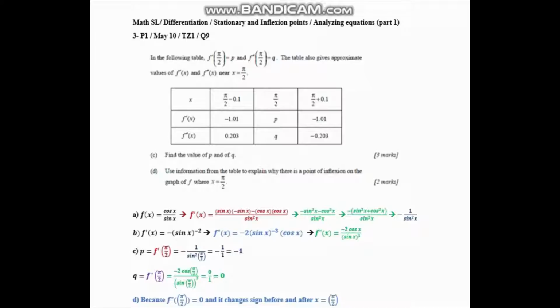F double dash of pi over 2 is 0. We already got that. Before pi over 2, so pi over 2 minus 0.1, I had a positive value for f double dash. After pi over 2, I had a negative value. Hence, f double dash is 0 and it changes sign before and after. Hence, there is a point of inflection where x is pi over 2.